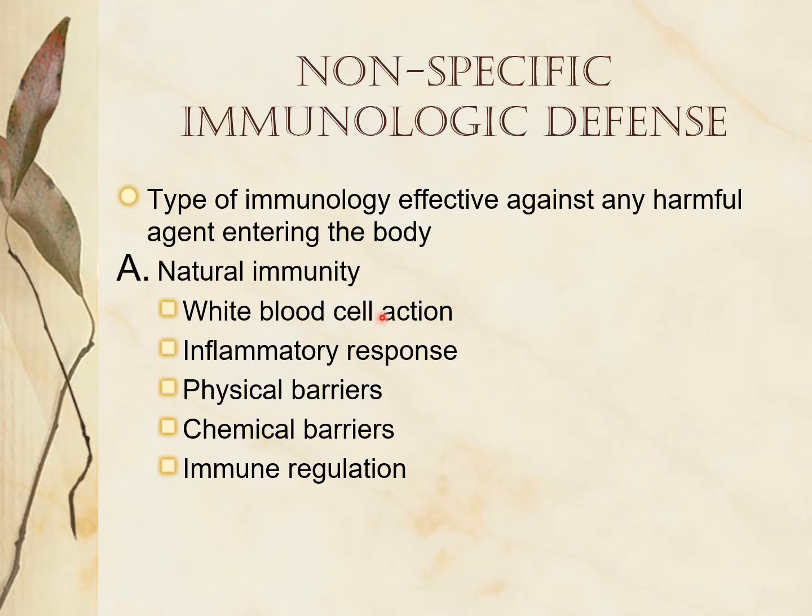Under your natural immunity, we have the white blood cell action, inflammatory response, physical barriers, chemical barriers, and immune regulation. For the white blood cell, the cellular response is the key to the effective initiation of the immune response. WBCs or leukocytes participate in both the natural and acquired immune responses.